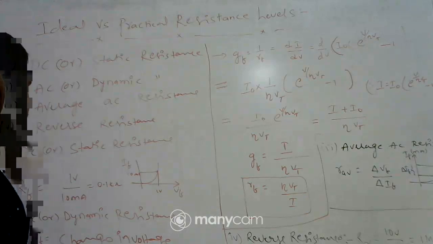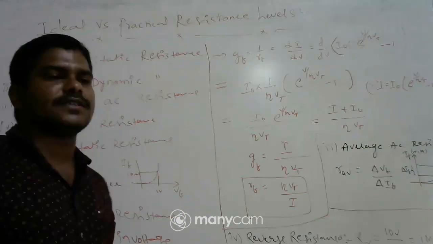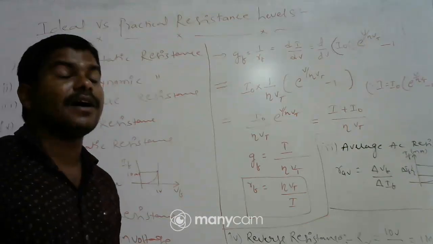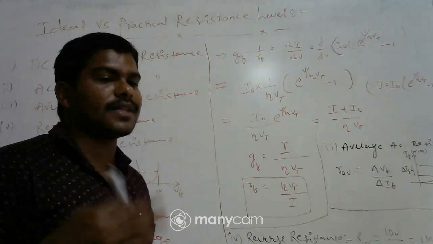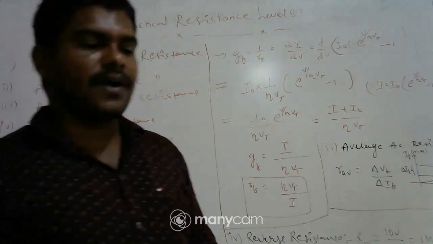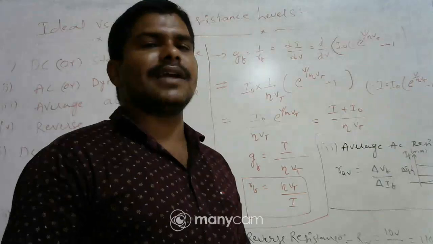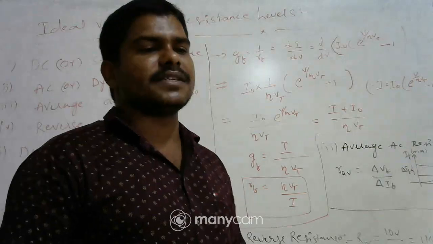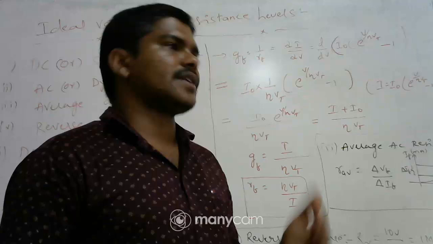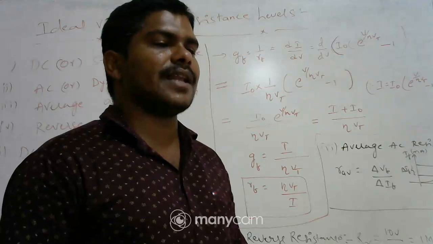Static resistance means direct resistance. At any particular point after the cut-in voltage in forward bias, we can calculate the forward resistance. So that is the static resistance, or dynamic resistance, we can calculate.